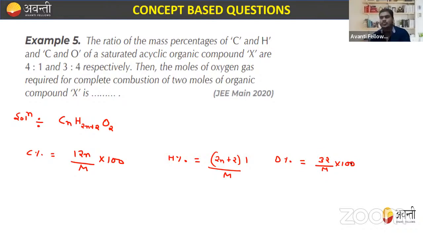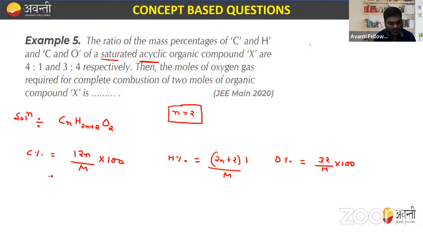Now, the condition given is saturated and acyclic. For saturated and acyclic, n is equal to 2 only. Because saturated means single bonds, alkane. So for an alkane, the general formula is CnH2n+2 only, right? So here n is equal to 2. Just remember this, this data is already provided in the question. This is a saturated and acyclic compound, so n comes out to be 2.